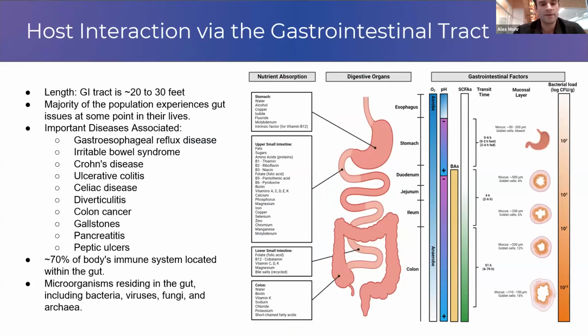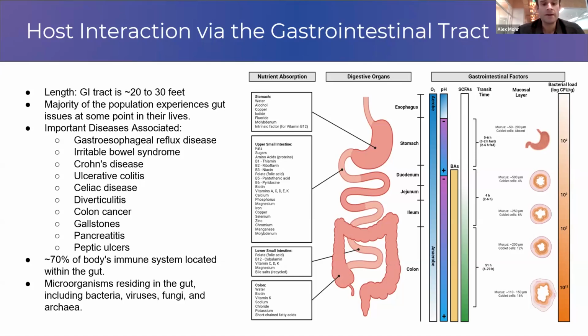So really, when you talk about the gastrointestinal tract, while it is inside of us, if we actually go into the lumen, it's still considered an external environment. So there's a lot of protective mechanisms that the body has around this tract, and of course, a lot of internal organs. So we know that it's going to play a large role in our health. It's typically 20 to 30 feet.